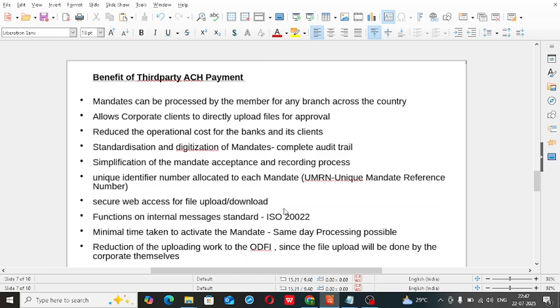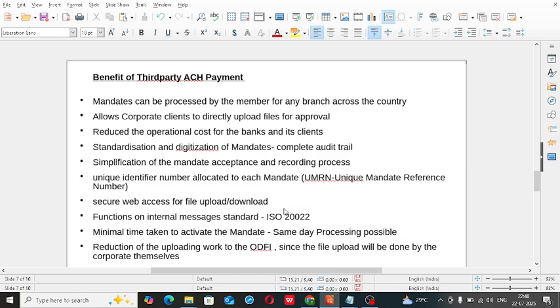PayPal puts the transaction through, or the corporate client can directly upload a bulk invoice file. It reduces the operation cost for the banking side, especially for the originating depository financial institution side as well as the receiving depository financial institution side. There is standardization and digitalization of the mandate, and because it is mandate information, a complete audit trail is maintained. The mandate acceptance and recording process is simplified. For each and every mandate, a unique mandate reference number is generated. In this kind of third-party service provider, everything is secure web access, file upload, and download, in a very easy way.